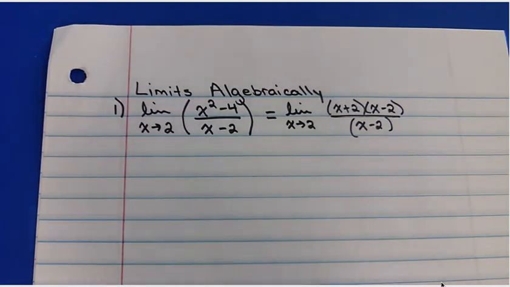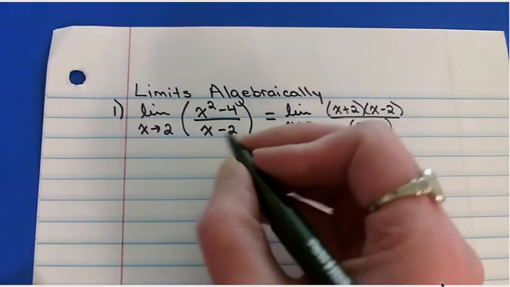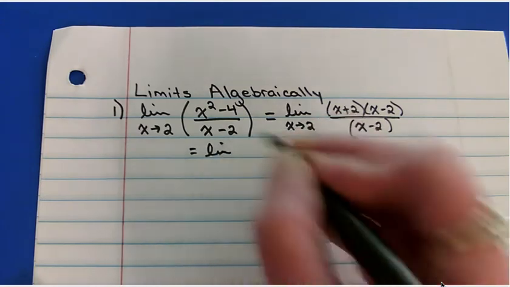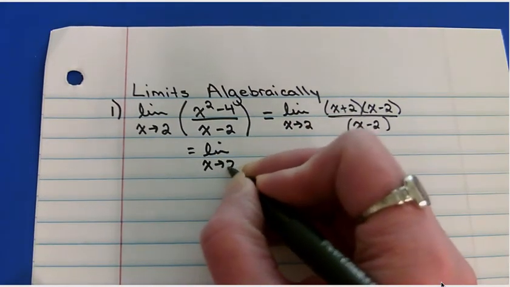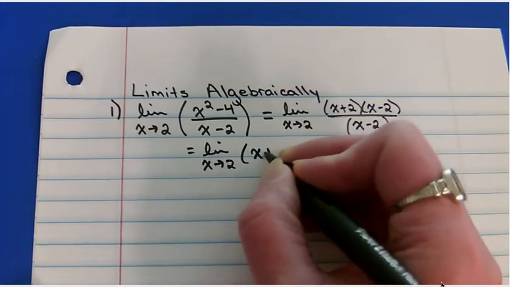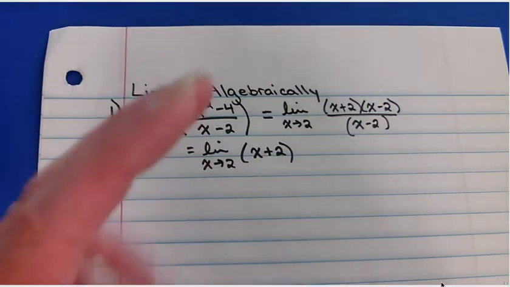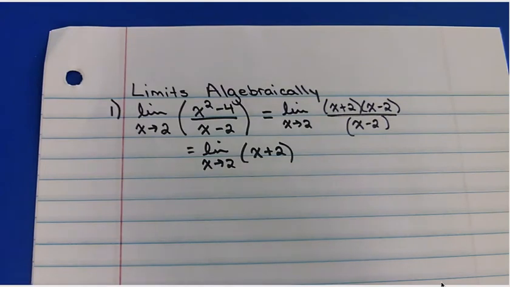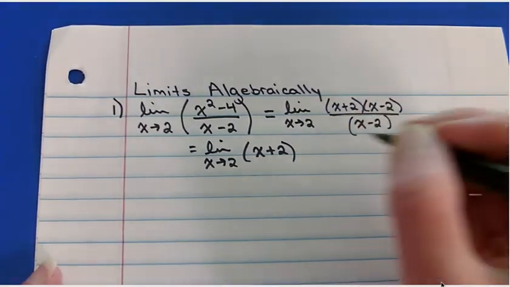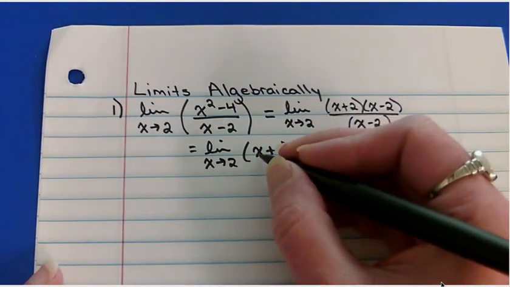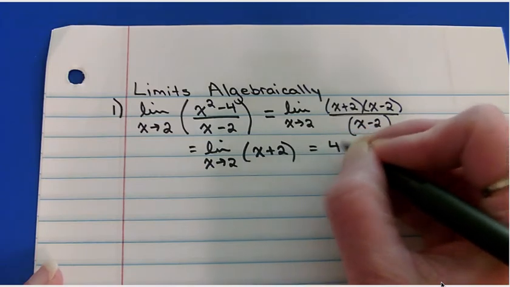But we're not looking for when x is 2, we're looking for when x approaches 2, so I can simplify it. So this is going to turn into the limit as x approaches 2 of x plus 2, because I can divide out, quote, quote, the x minus 2's. Now I can do direct substitution. 2 in for x gives me a 4.